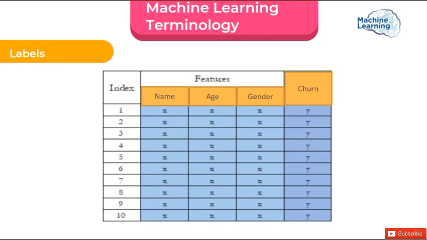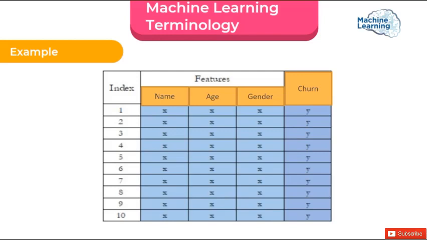Labels. Now, the label is often called the target column. This is the thing we're predicting. So briefly, the features are the input and the label or target is the output. For example, churn, spam or not spam, price of a house, this kind of thing.